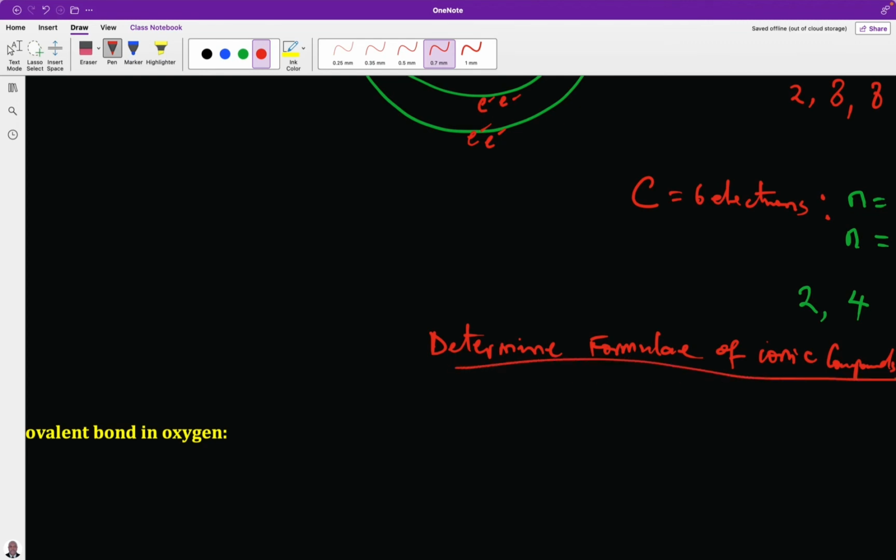How can we determine the formula of ionic compounds? We have method number one. Method one is by swapping the charge on the ions. For instance, we want to use sodium carbonate. Sodium carbonate is our example.